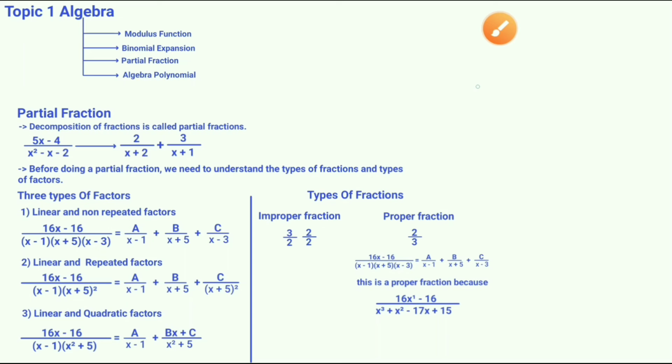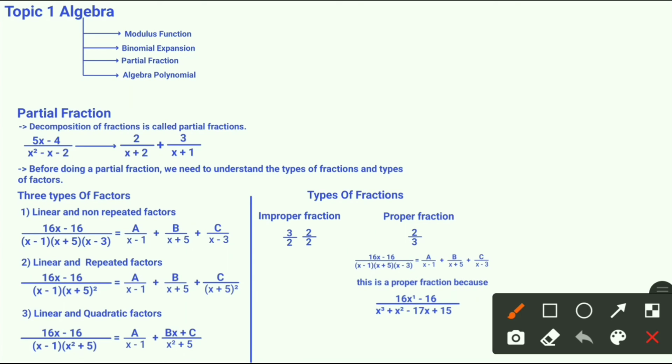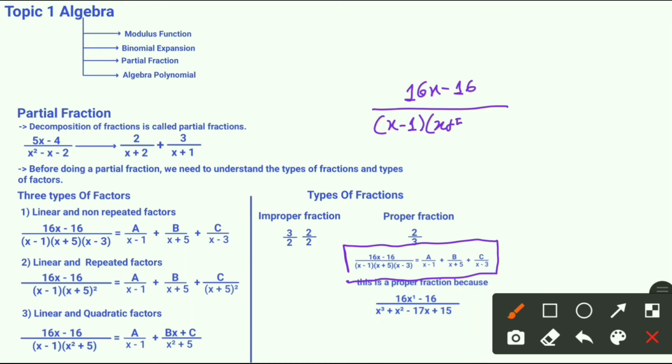So let's say that we have this equation, and now we need to find whether this is a proper fraction or improper fraction. Here's what we're going to do. We're going to see the coefficient of x and compare it. Let's say 16x minus 16 upon x minus 1, x plus 5, x minus 3. We just need to confirm whether it is a proper or improper fraction. If we multiply all of this, we're only going to observe the coefficient of x. x multiplied by x is x square, x multiplied by x square is x power cube, and 1 coefficient.